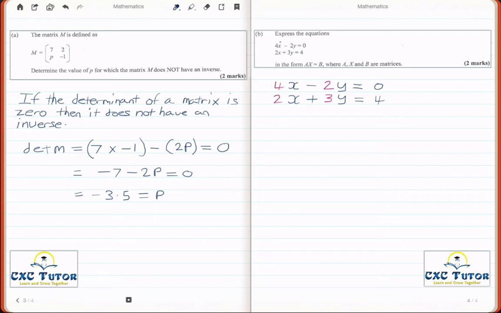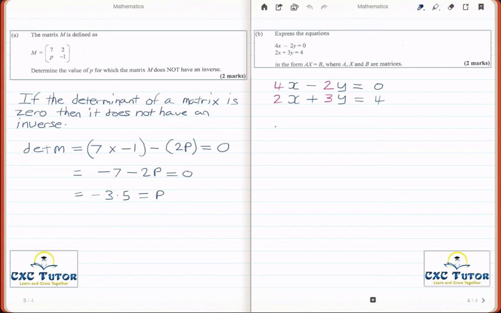And we have a series of equations, and we're asked to put it in matrix form. So we have 4x minus 2y is equal to 0, and 2x plus 3y is equal to 4. And we're going to put this in the form AX equals B, where A, X, and B are matrices. So I've written out the equation and highlighted the numbers in red. These numbers that are in red will go into the matrix called A. So let me draw it for you.